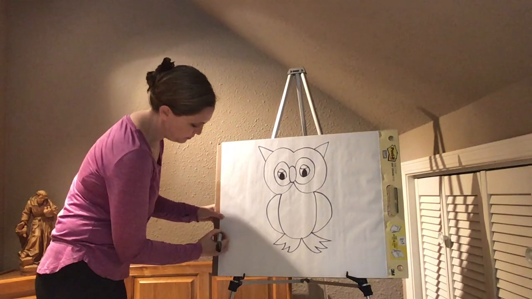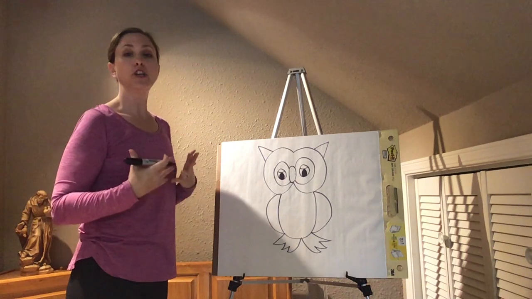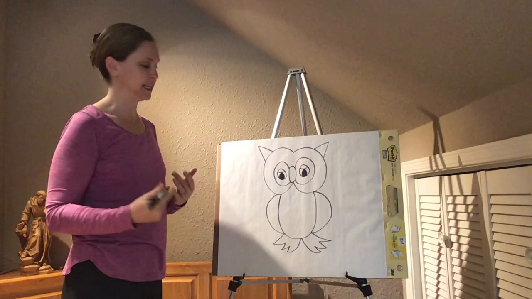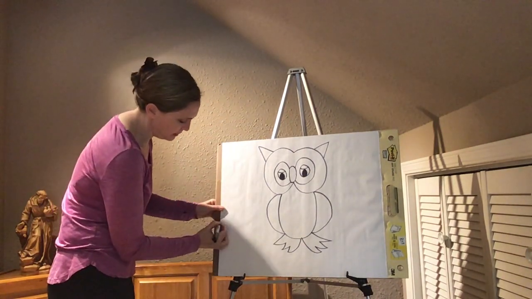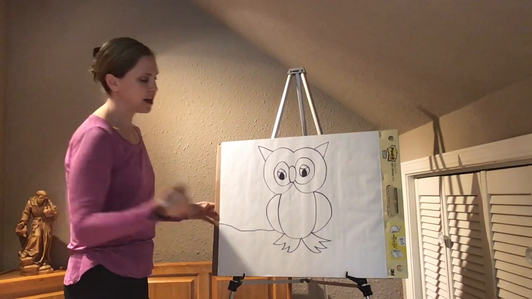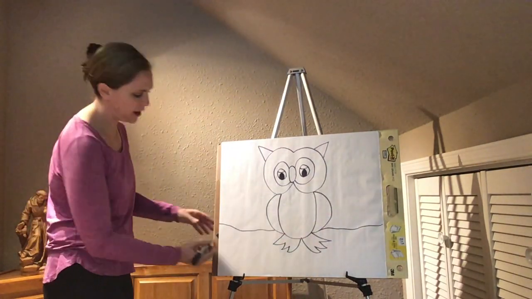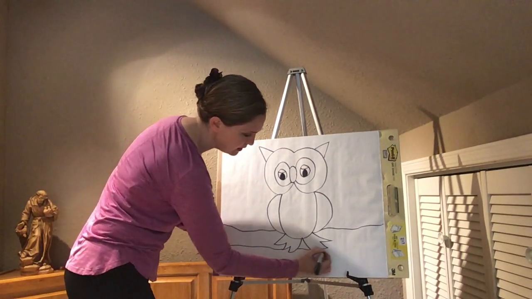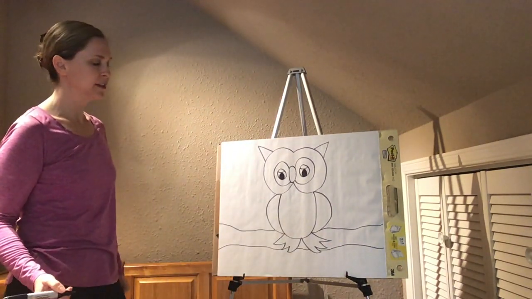All right, so I'm going to come over here and I'm going to perch my owl on a tree branch. You do whatever it is that you want to do for your background. I'm going to have mine sitting in a tree. So I'm going to have the tree over here somewhere, and here's the branch coming out of the tree onto my paper, and now the owl's sitting on it, and it continues off my paper. And then I'm going to do the bottom part of my branch, below. All right, so here's the branch he's perched on.